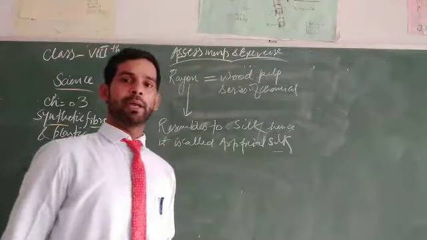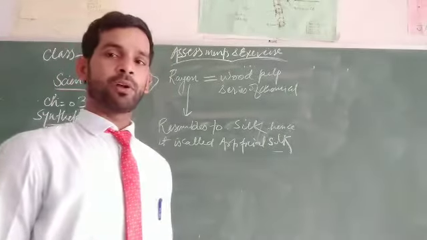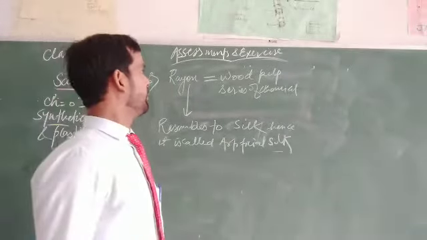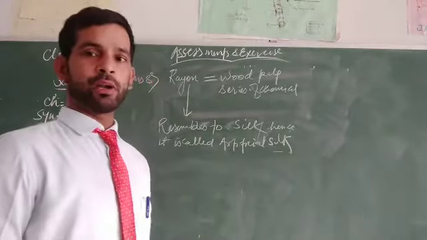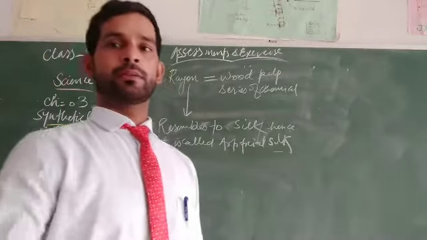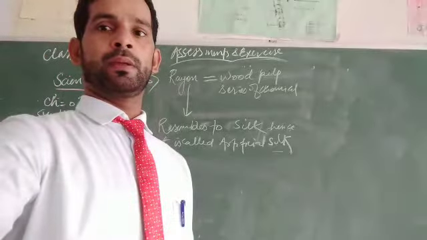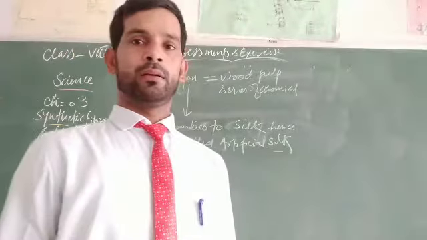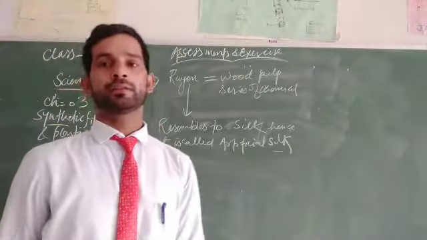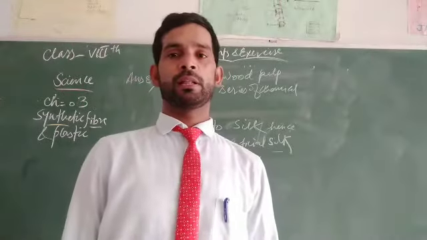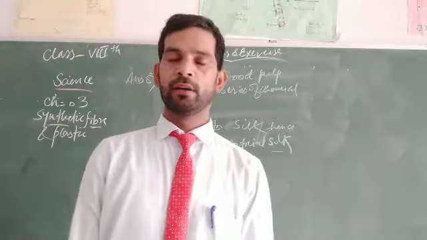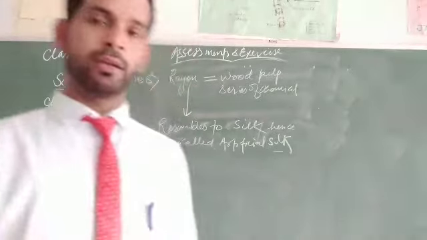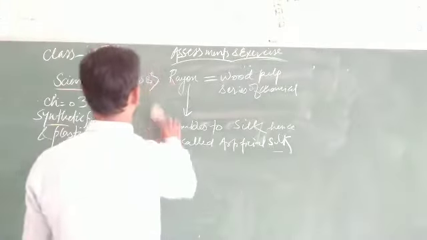Rayon is the material which is made by chemical reactions from wood pulp, and it resembles silk. Why is it called artificial silk? It is not original silk, but it looks and feels like silk in its appearance. That's why it is called artificial silk. Question number 9.